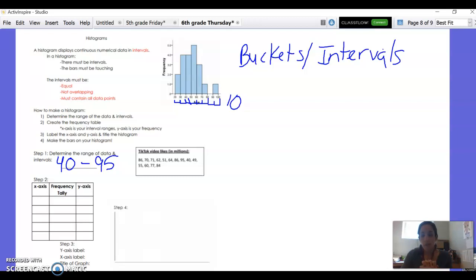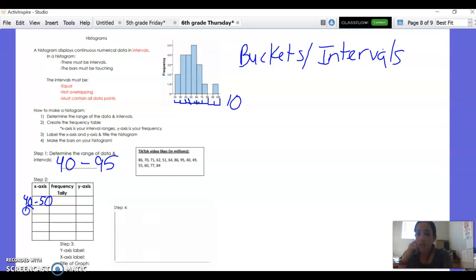Step number 2 is to fill out a frequency tally table. So we're going to figure out how many buckets or intervals that we have between this data. So it's ranging from 40 to 95. I'm going to pick an interval, just like above where we did every 10. I'm going to pick an interval, and it must be equal to separate my data into. So I'm going to choose, just from the example above, I'm going to also do another interval or buckets filled with 10. So I'm going to do my first bucket, which would be my x-axis, and that would be from 40 to 50. Okay, so it's a 10 million range. And I'm going to go all the way up until I get to 95 or more.